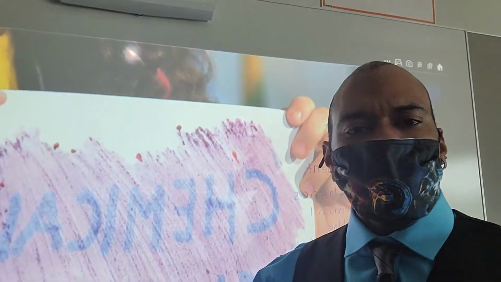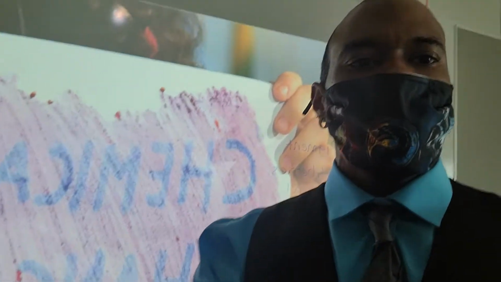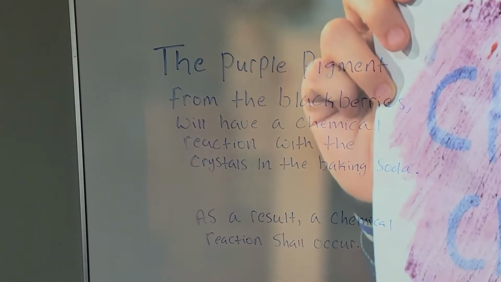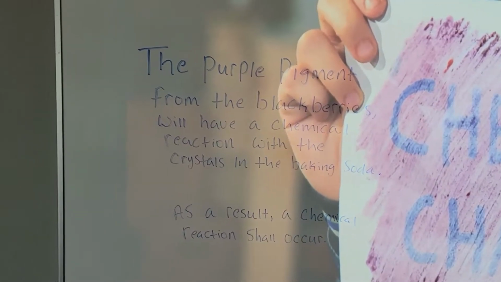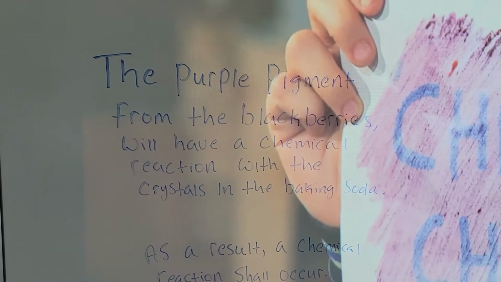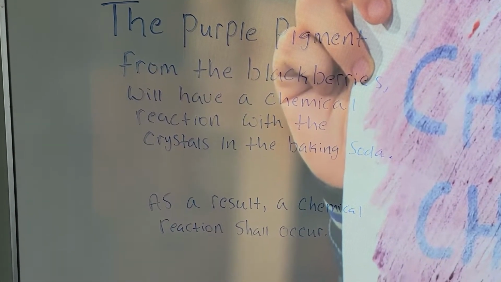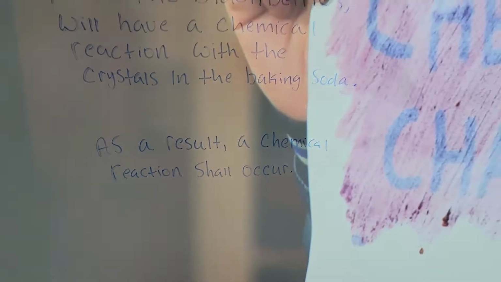As you can see behind me, we are going to do our virtual lab today over chemical change. Now with our chemical change lab, we're going to have blackberries. That's one of the objects that's part of the experiment. The purple pigment from the blackberries will have a chemical reaction with the crystals in the baking soda. As a result, a chemical reaction shall occur.